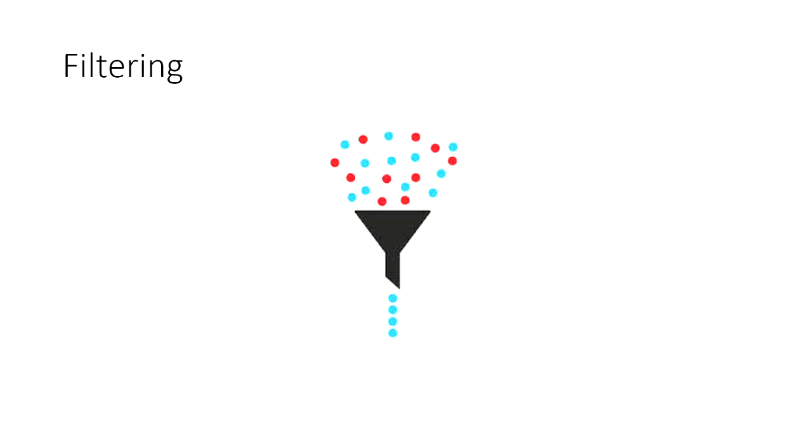Then we have filtering. So if you have a crowded image and you just want to identify an apple within a fruit basket, you should be able to filter out all the other noise, which is all the other fruits, and successfully identify the apple.